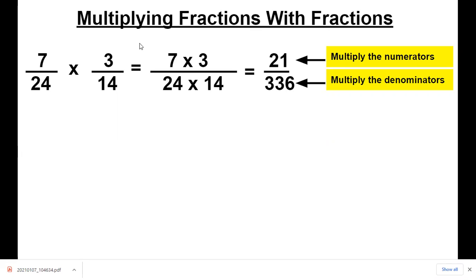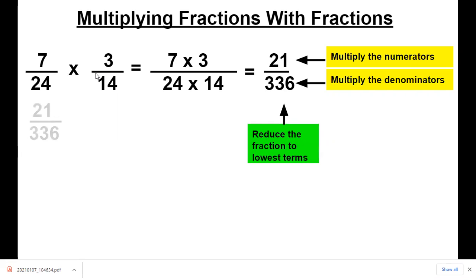Now we have to reduce this great big number. Gets harder now when you have these big numbers, especially with multiplying. You can get some pretty big numbers. So what can I divide both by? I have to figure out the greatest common factor of 21 and 336. That's not that easy to do, is it? So I happen to know that it is 21, but you may not know that. You could start with dividing by 3, and then you'd probably have to divide by 7.